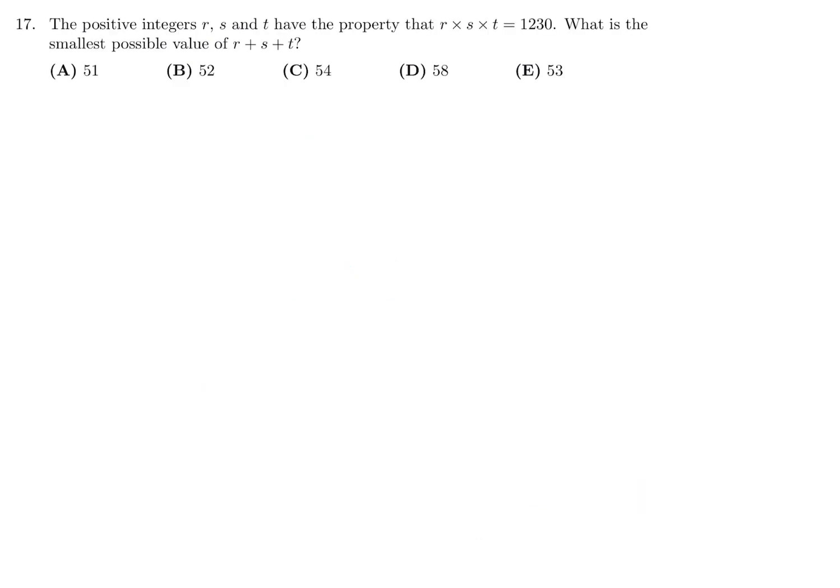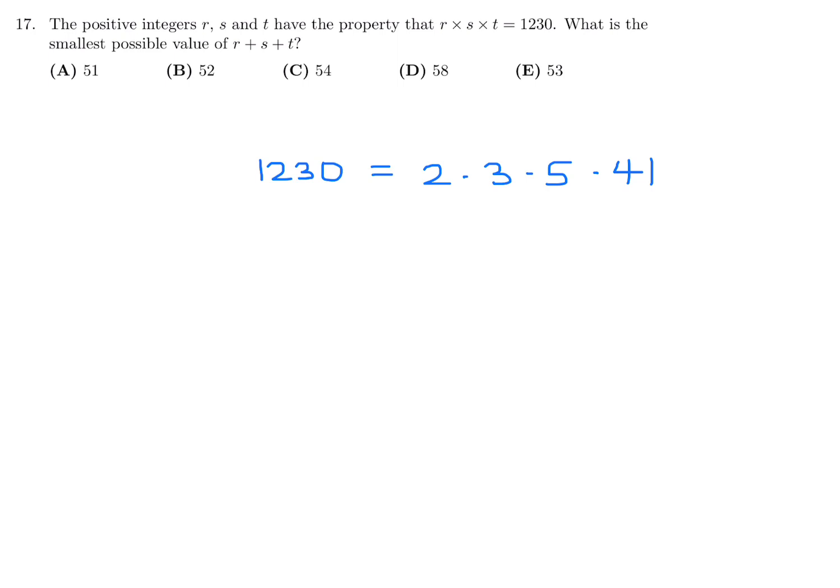The positive integers r and s and t have the property that r times s times t is 1230. What is the smallest possible value of r plus s plus t? Well, the approach to this question would be to break up 1230 into its prime factors, and I believe that's 2 times 3 times 5 times 41. And then from these we have to find 3 such that the sum is the smallest possible.